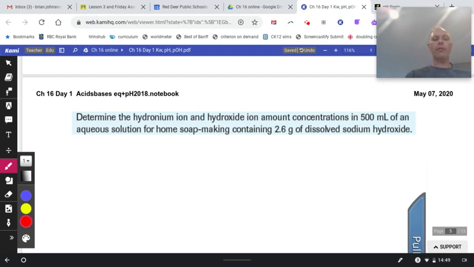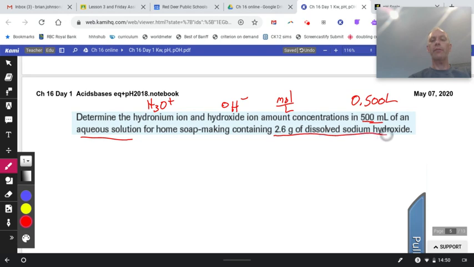So this one's got a few more steps to it. Determine the hydronium ion concentration and the hydroxide ion amount concentration. So we're looking for moles per liter for both of those. We have 500 milliliters, which is the same as 0.500 liters of an aqueous solution containing 2.6 grams of sodium hydroxide.